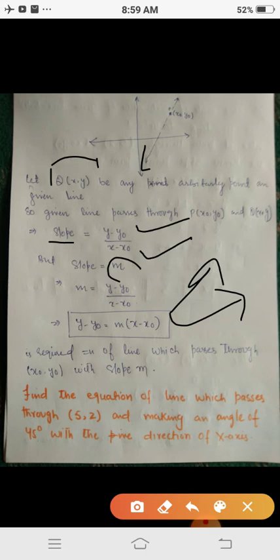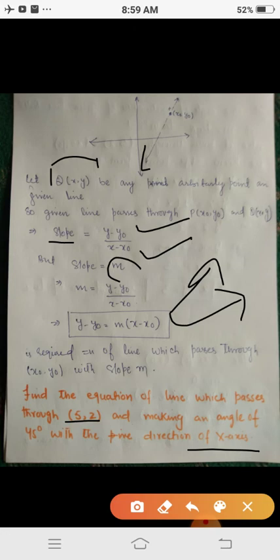Now we have to find the equation of the line which passes through the point (5, 2), making an angle of 45 degrees with the positive direction of the x-axis. Here the point is given, that is x naught is 5, y naught is 2. Also the angle of inclination, because this line makes an angle of 45 degrees with the positive direction of the x-axis, which implies that the angle of inclination of this line is given.